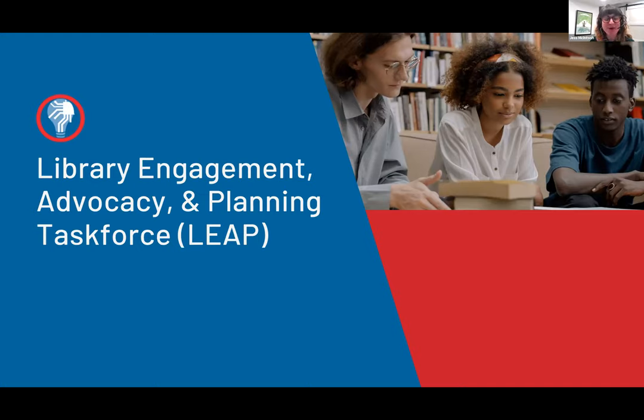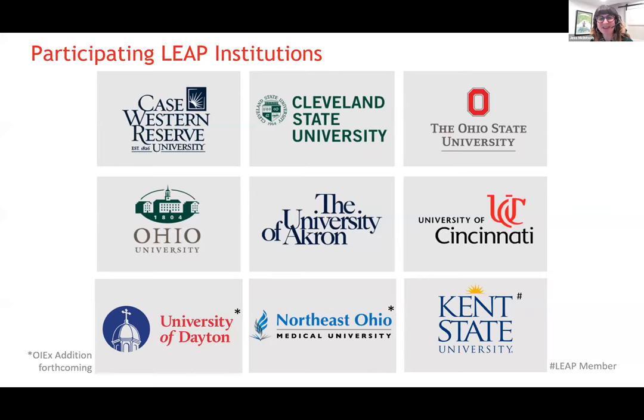This brings us to the Library Engagement Advocacy and Planning Task Force, also known as LEAP, as it's kind of a mouthful. This task force was brought together in early 2021 and is comprised of 12 librarians from 9 institutions. Some of these institutions are already embedded in OIEX, some are on their way in, and some are looking at possible addition in the future. The group is working together for about 8 months and giving their time and service to engage with and enhance OIEX.